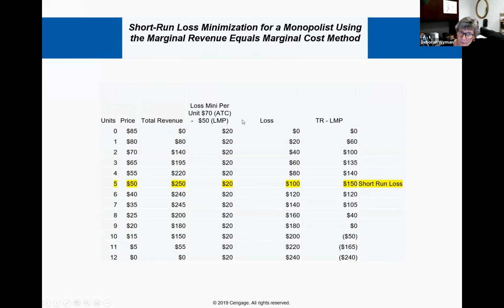So this is the short run loss minimization for a monopolist using the marginal revenue equals marginal cost method. This is the same thing in schedule form. So we're looking at the units, and we had 0 through 12. We had the price given to us. If you look at the charts or graphs in your book, or on the one ahead of the previous slide, it tells you the price.